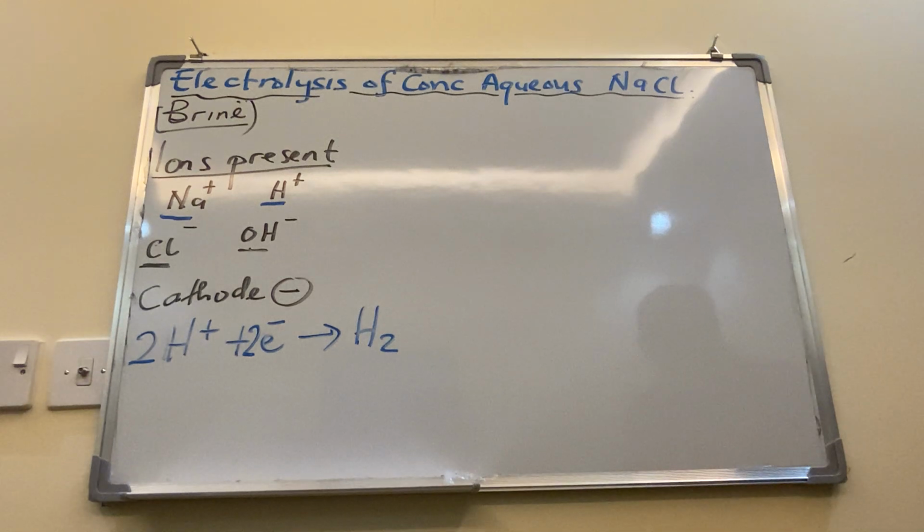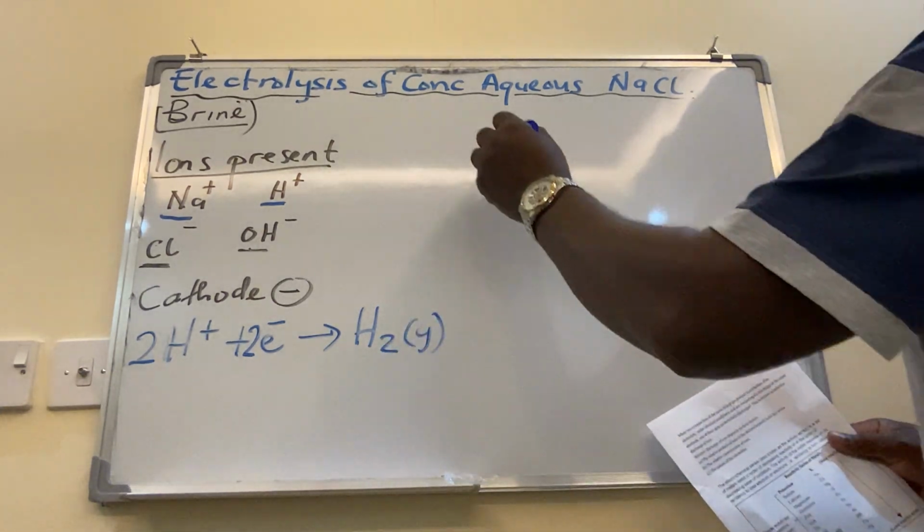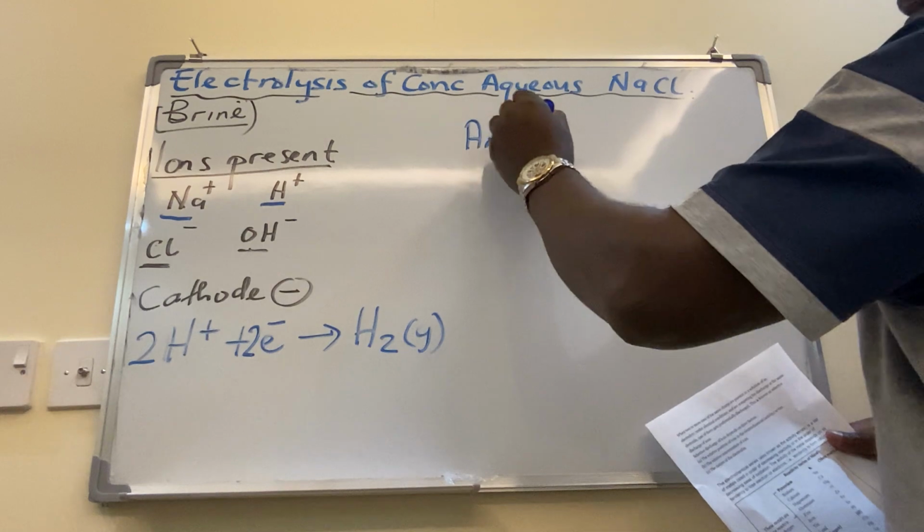So it is selectively discharged because of that. Okay, right. So the H plus ion is actually going to be discharged, and by the cathode we are going to have hydrogen gas. Okay, now let's look at the anode.